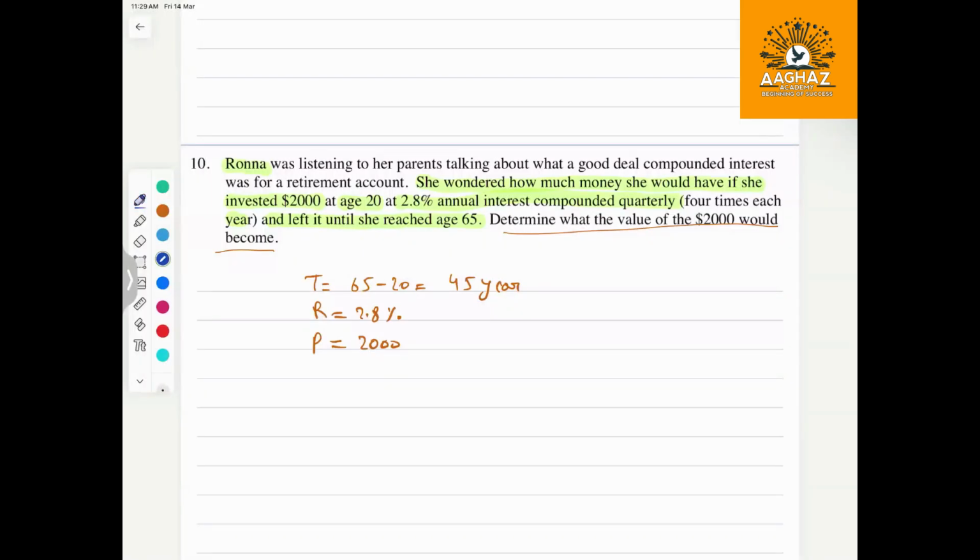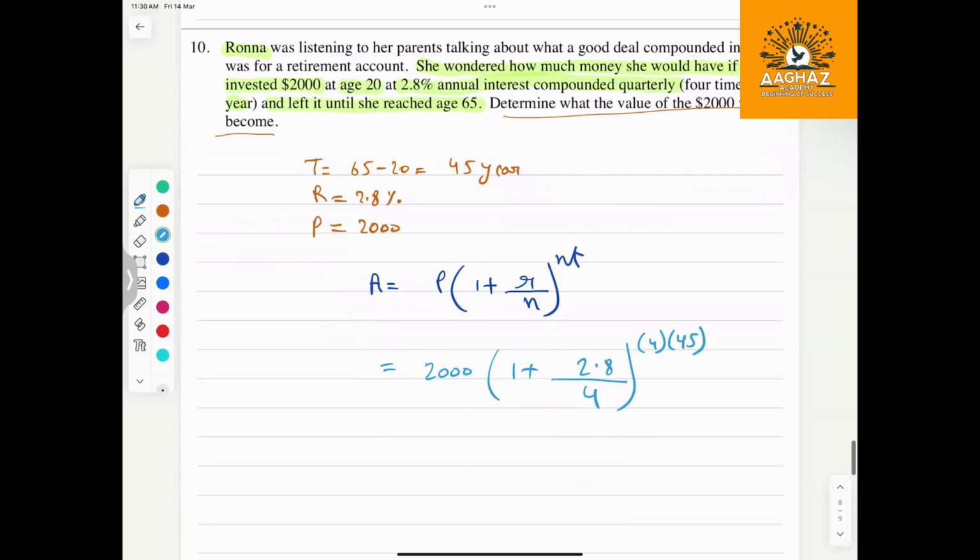In this question, I will use this formula: A is equal to P (1 + R/N) whole power NT. Okay, and what's the principal? Because time is less, that's the reason I am solving this question shortly. It's 2.8 and what is N? N in this question is 4. Okay, and we have 4 multiply 45. So I convert my question into quarterly form, and then you will perform your calculation and find the answer. Okay, so try to solve the last question.